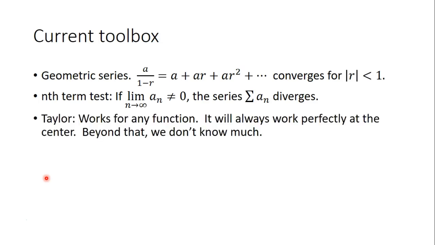The Taylor polynomial works for any function, right? You have to take all the derivatives, and you have this polynomial that's going to mimic that function through n derivatives, or as many derivatives as you want to. Just use that many terms in your Taylor polynomial. We know that it works perfectly at the center, whether it's centered at 0 or a different number, but beyond that, we don't really know much about error. That's going to be 9.3.